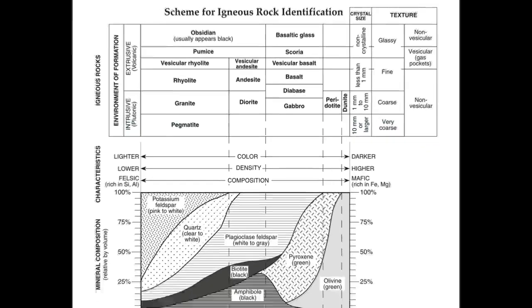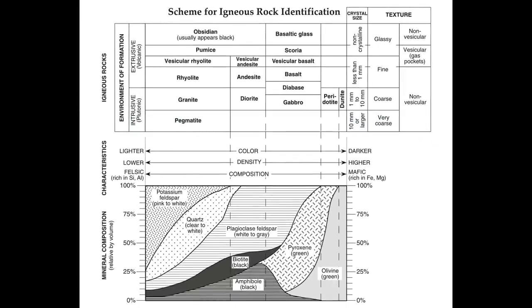Now let's zoom back out and see what else the chart tells us. This center area shows us color. The rocks on the left side are lighter in color, and on the right they're darker. Here's density. On the left side they're less dense, and the right are more dense. And here's composition. The left side are felsic, meaning they're rich in silicon and aluminum, and the right side are mafic, rich in iron and magnesium.